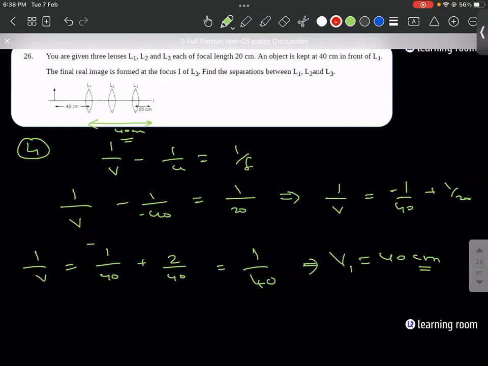Now, if I come in reverse, for L3, listen to this carefully. For L3, the image is formed at the focus. When is it possible? Sir, if the object is at infinity. So for U3, the object distance should be infinity. U3 is the object distance for L3, but U3 is the image distance for L2. Correct?